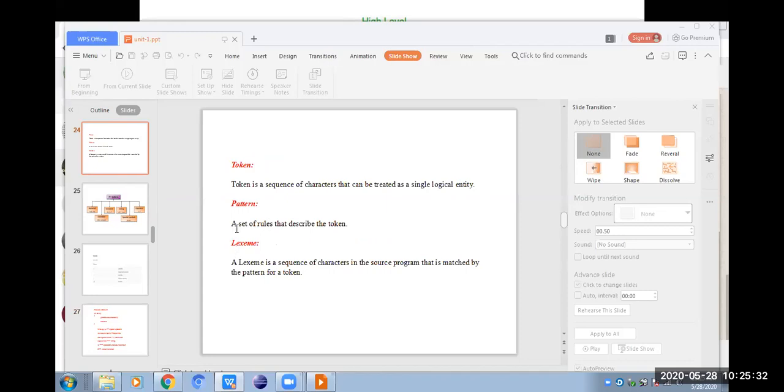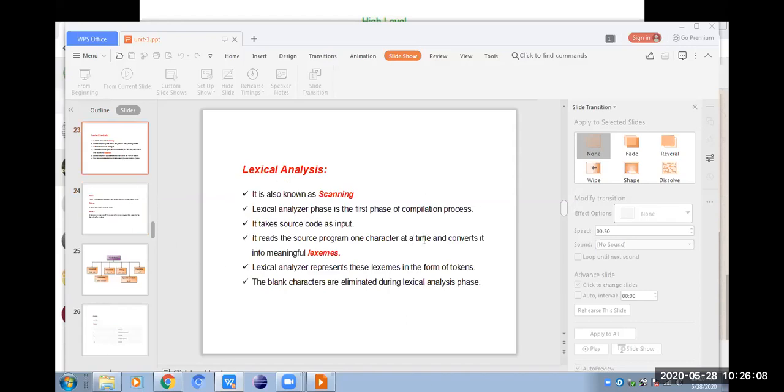Okay. The pattern is a set of rules that we use for comparing a lexeme with a token. By using these patterns only, it will compare whether these sequences of characters are matching to keywords or not, whether they are matching to special symbols or not, whether they are matching to identifiers or not. How it will verify: with the help of these patterns. In the second unit, in the next topic, we will learn in depth about lexical analysis. Clear? Now, when we come to this lexical analysis, read these points.